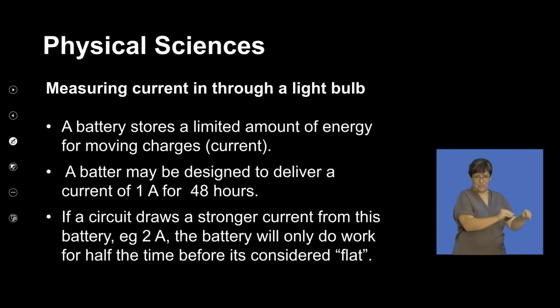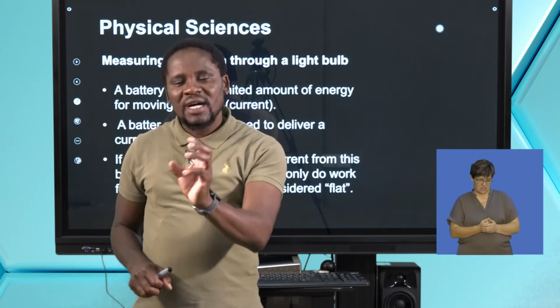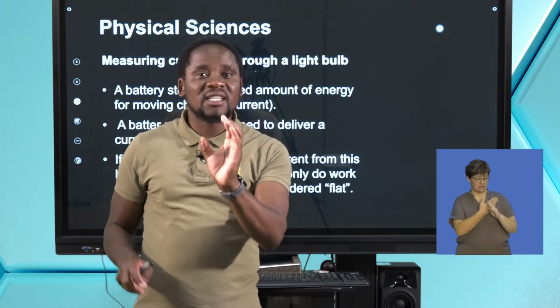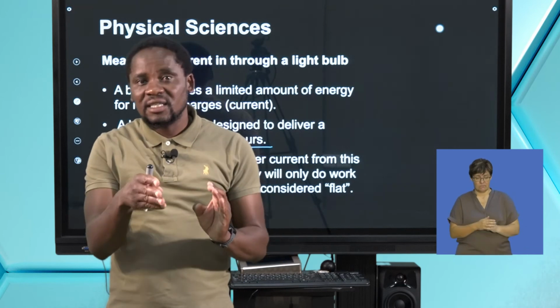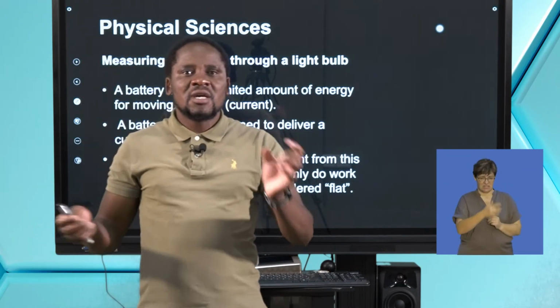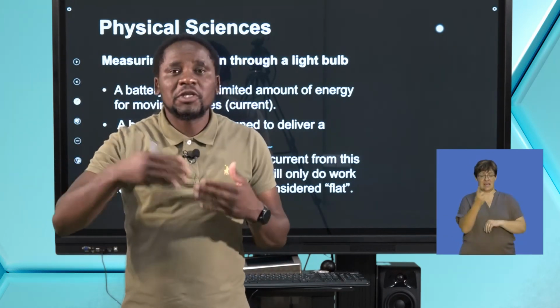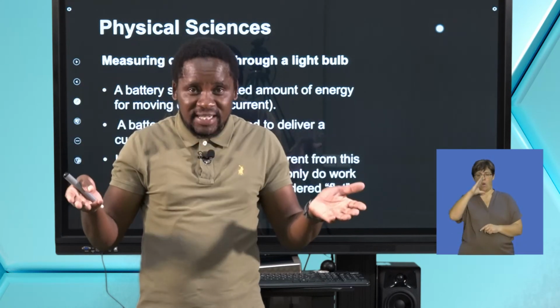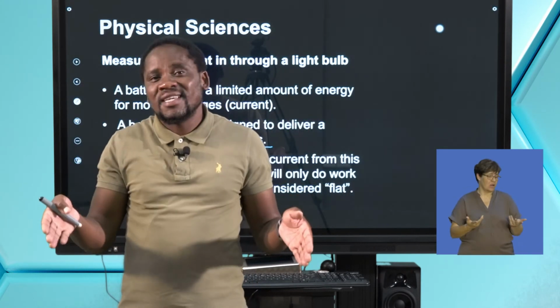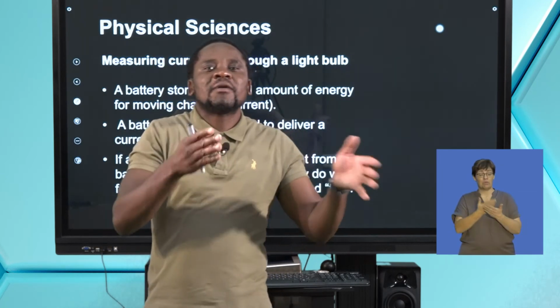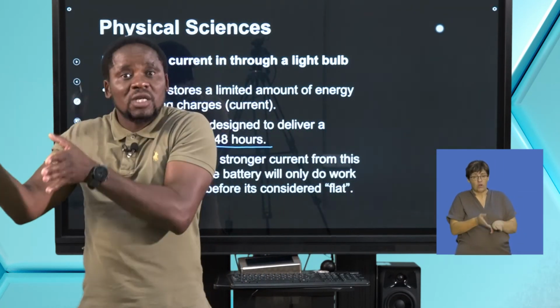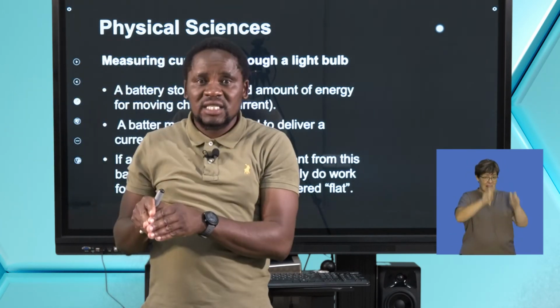Very, very important. A battery may be designed to deliver, let's say, a current of 1 ampere for 48 hours. So we are going back to the point that the amount of current will also be determined by the resistance of the components that are connected in a circuit. Say, for argument's sake, we've got a simple battery that delivers a current of 1 ampere for a period of 48 hours before we consider the battery to be flat. The moment the battery is flat, what are we saying? In other words, there is no more chemical potential energy to be transferred to the charges so that they can be electrical energy. That's what it simply means.